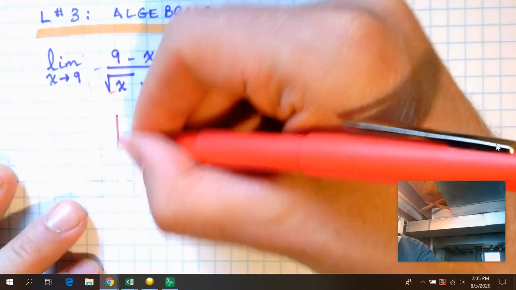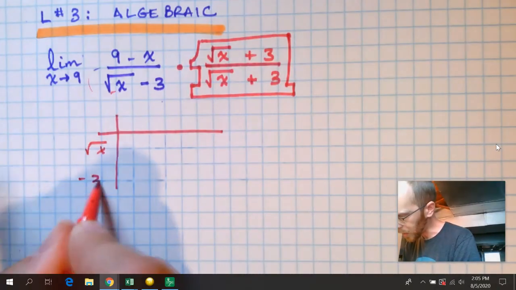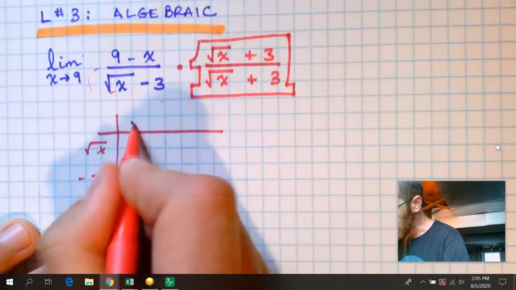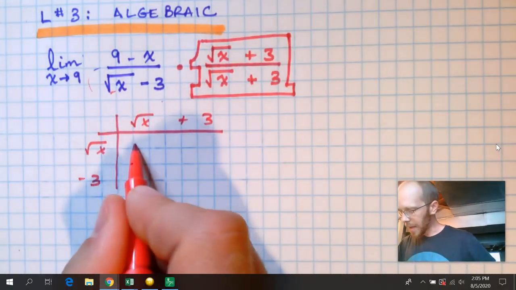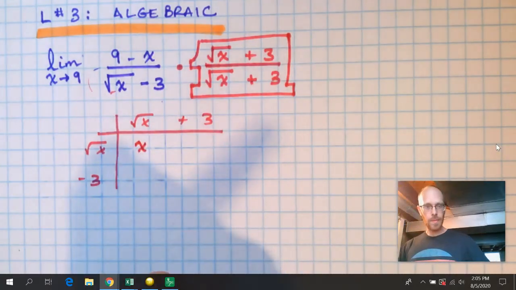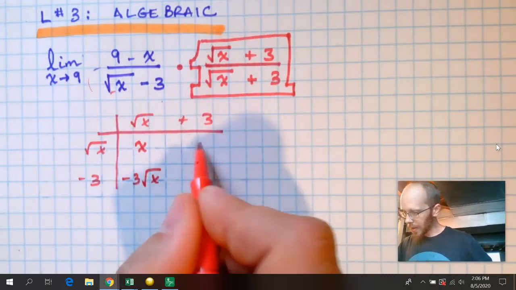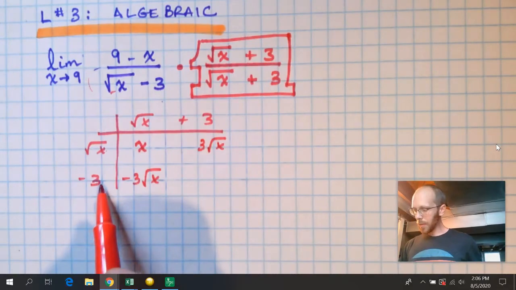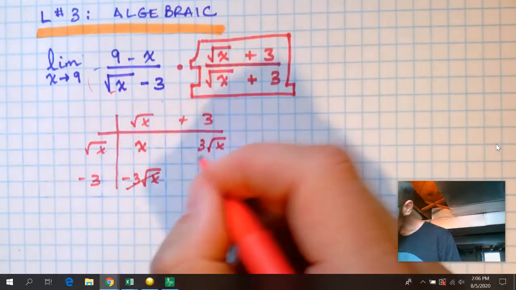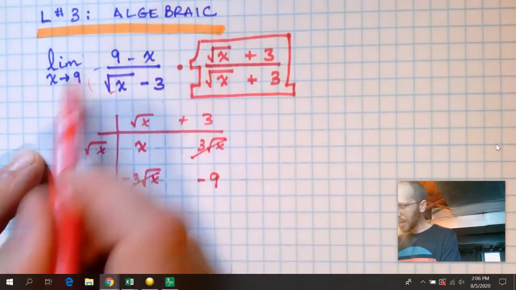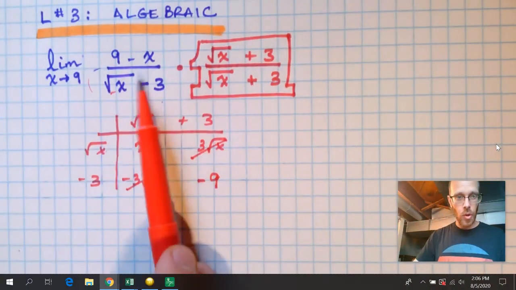Okay, so why do we do that? Well, check out what's going to happen in the denominator. I'm going to use a square to work this out. Square root of x minus 3 is multiplied by square root of x plus 3. Well, root x times root x is going to give me x. This times this is going to give me negative 3 root x. This times this is going to give me 3 root x. And negative 3 times 3 is going to give me negative 9. So this cancels, and the entire denominator is just equal to x minus 9.